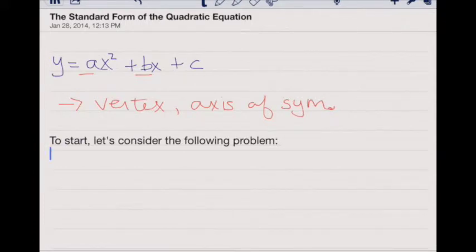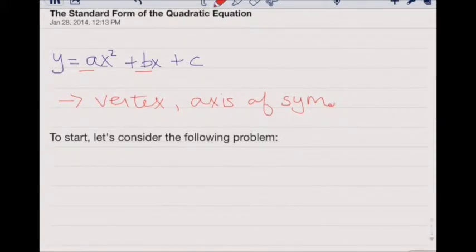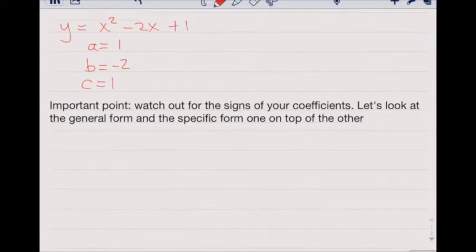So to start, let's consider the following standard form of the quadratic equation. I'm going to do y equals x squared minus 2x plus 1. First I'm going to identify a equals 1, b equals -2, and c equals 1. One point I want to make is going to be important for all the different forms that we're going to use for the quadratic equation, and it comes up in vertex and intercept form, which I will point out in those videos.